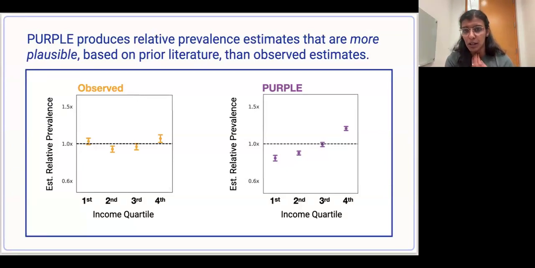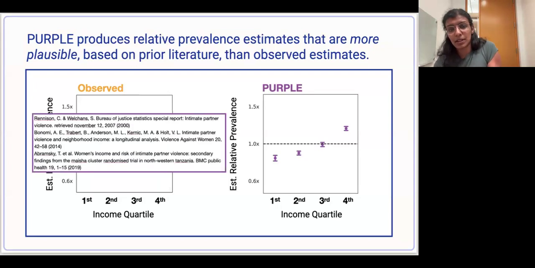Here I'll walk you through what these plots say. On the x-axis, I have different income quartiles. On the y-axis, I've plotted the estimated relative prevalence: the prevalence in that group divided by the prevalence of the remaining groups on the x-axis. If the point is above the dotted line, it says IPV is more prevalent in this group compared to others. Using the observed diagnoses, the estimated relative prevalence follows a non-monotonic pattern. Using the PURPLE adjusted relative prevalences, we see a monotonic pattern between income quartile and estimated relative prevalence. So you might ask, why should we believe the trend on the right over the trend on the left?